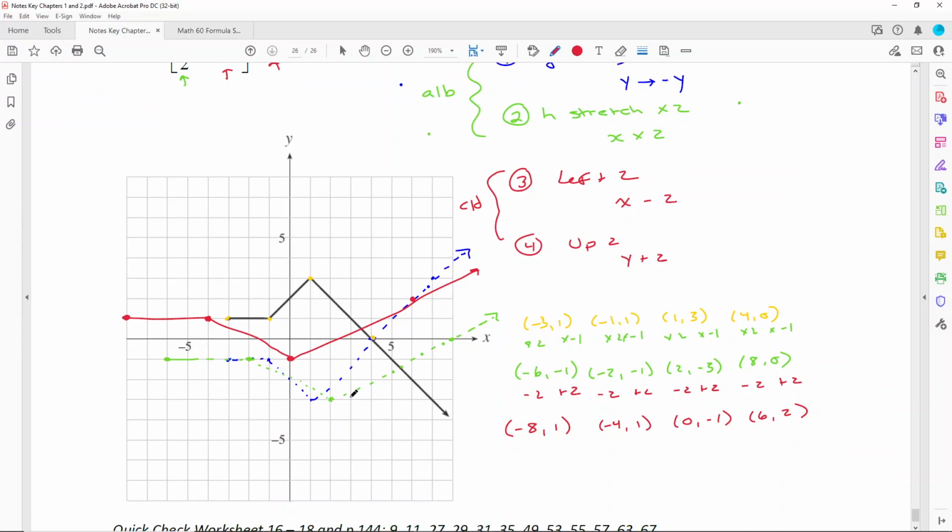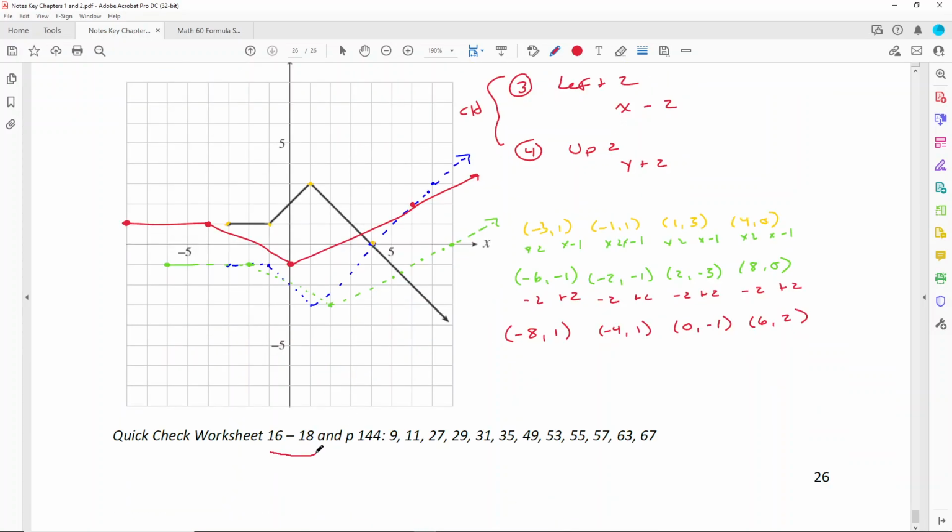So what I want you to do now is go and practice. There's a couple worksheet questions, ones where I've given you grids and I've given you the base graphs, and then there's a whole bunch of questions that you can practice in the textbook finally.